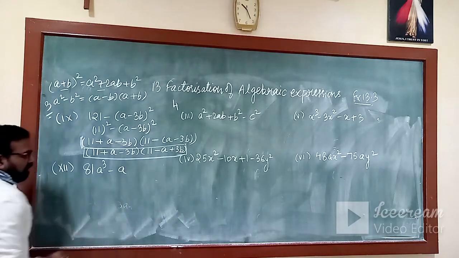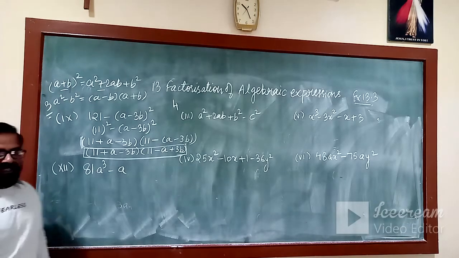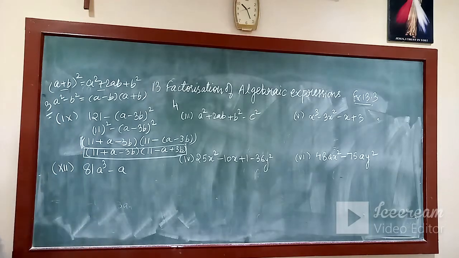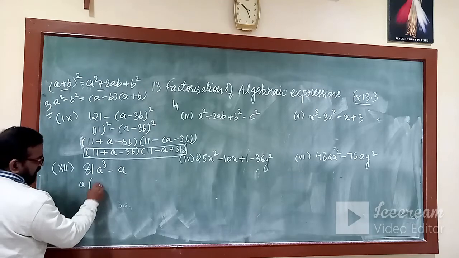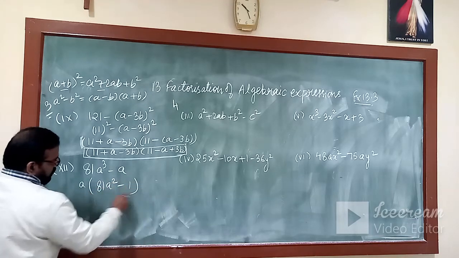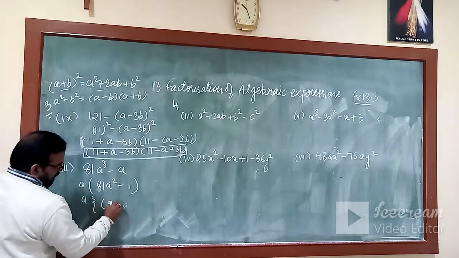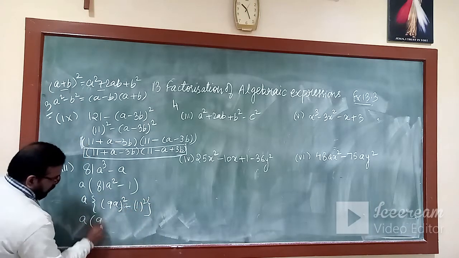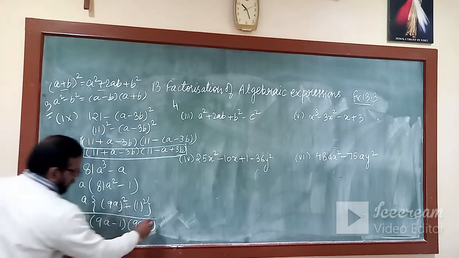Now in this, if we see very carefully, I can take a as common. If any algebraic expression you have to factorize, if you are able to take any term as common of all the terms, then you should take that as the first step. So it is a cube, so I can take a as common, and what is left? 81a square minus 1. Now again similarly it will be 9a square minus 1 square. So this we can write as a into 9a minus 1, 9a plus 1.